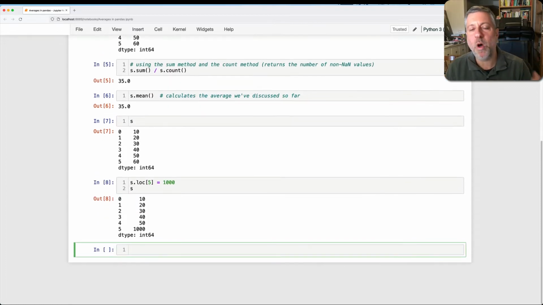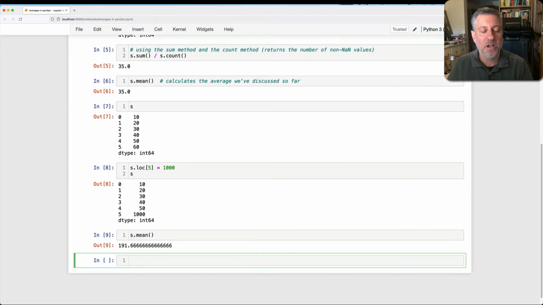I've only changed one of the numbers, but that number is so different from the others that now when I say s.mean, oh, that's a lot different, 191.6. Does that really represent this 191.6? Does it really represent the numbers that we have? I don't really think so.